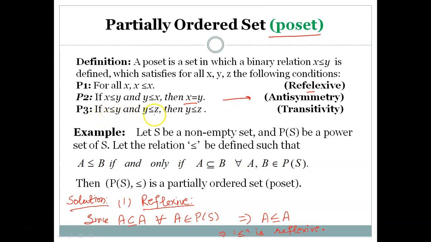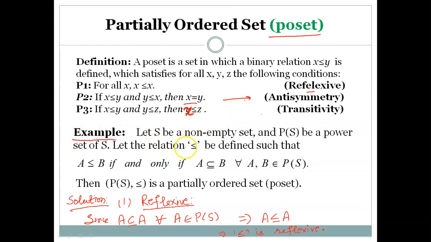And if x is less than or equal to y and y is less than or equal to z, then x is less than or equal to z. This property is called transitivity. So if on a set a relation is reflexive, antisymmetric, and transitive, if these three properties are satisfied, then we say that it is a partial order relation. And the set on which a partial order relation is defined is called a partially ordered set.